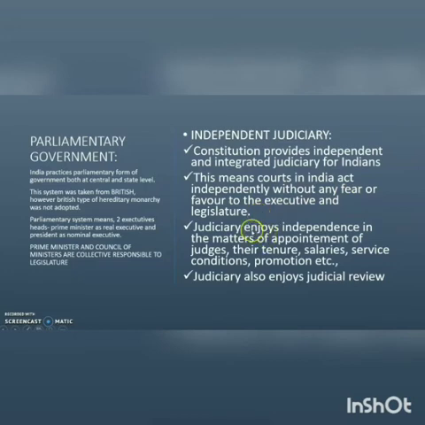Now, the judiciary enjoys independence. When can you see independence? In matters of appointment of judges, their tenure, salaries, service conditions, and promotions. Here it acts independently. And the judiciary also enjoys judicial review. In the first year, you have studied about judicial review. What is the meaning of judicial review? It means the judiciary has the power to declare a law as constitutional or unconstitutional. So this is regarding the independence of judiciary.